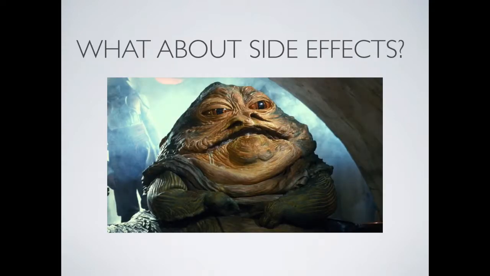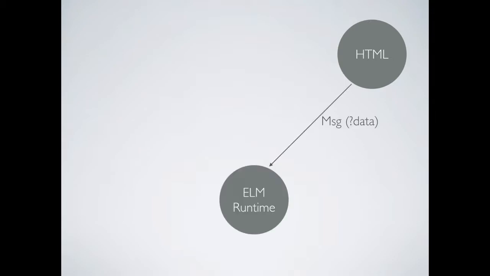So we spoke about side effects, this ugly monster from Star Wars that just does everything in your system and you do not control it. So how does Elm handle it if it only has pure functions, like it doesn't interact with HTTP or anything else? Well, the idea is very simple. We have an HTML and we pass a message to the Elm runtime. What is an Elm runtime? Basically, it's a magic box where everything happens.